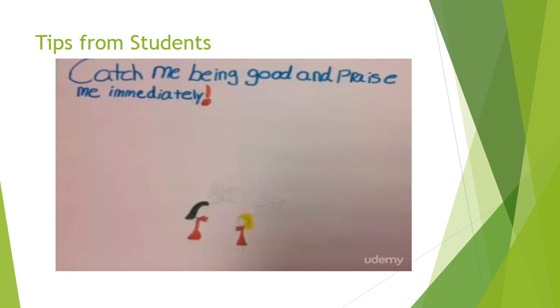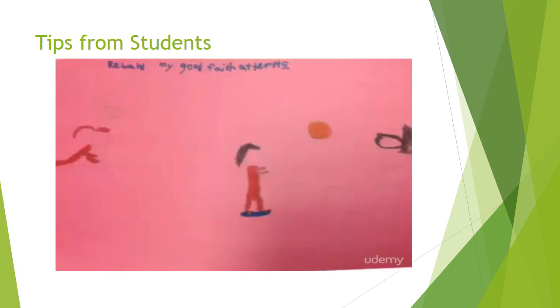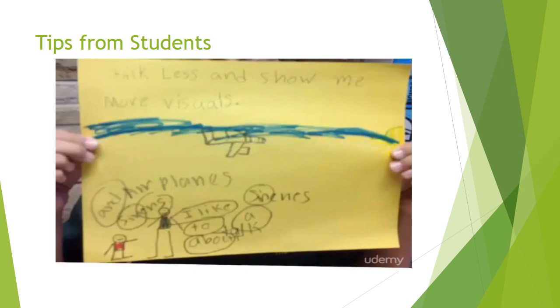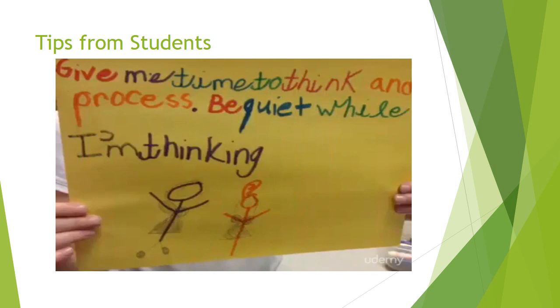Catch me being good and praise me immediately. Reward my good faith attempts. Tell me it's time to work. Don't ask if I want to work. You know I'll say no. Talk less and show me more visuals. Give me time to think and process. Be quiet while I'm thinking.